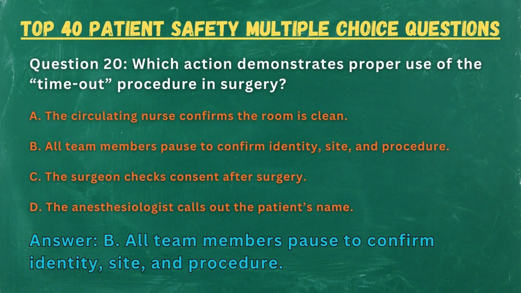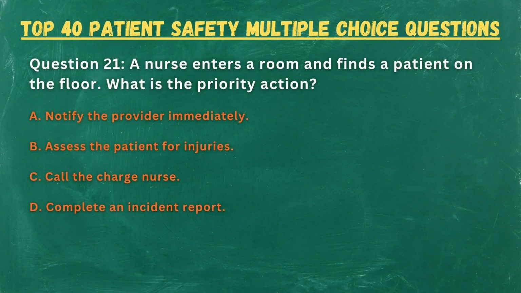Answer: B. All team members pause to confirm identity, site, and procedure. Question 21. A nurse enters a room and finds a patient on the floor. What is the priority action? A. Notify the provider immediately. B. Assess the patient for injuries. C. Call the charge nurse. D. Complete an incident report.